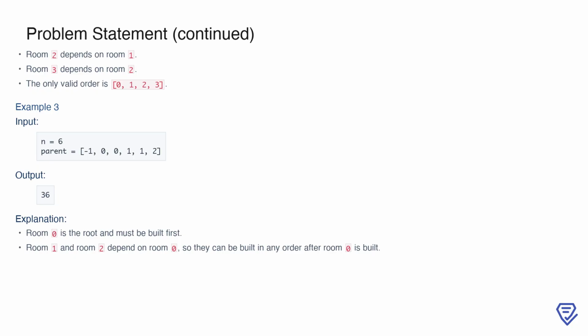Now, consider a slightly more complex example with 6 rooms and a parent array of -1, 0, 0, 1, 1, 2. Here, room 0 is the root and must be built first. Rooms 1 and 2 both depend on room 0, which means they can be built in any order after room 0 is completed. This introduces flexibility in the sequence. Additionally, room 3 and room 4 both depend on room 1, allowing them to be built in any order after room 1, and room 5 depends on room 2, so it can only be built after room 2. With these dependencies, the total number of valid ways to build all the rooms is 36.